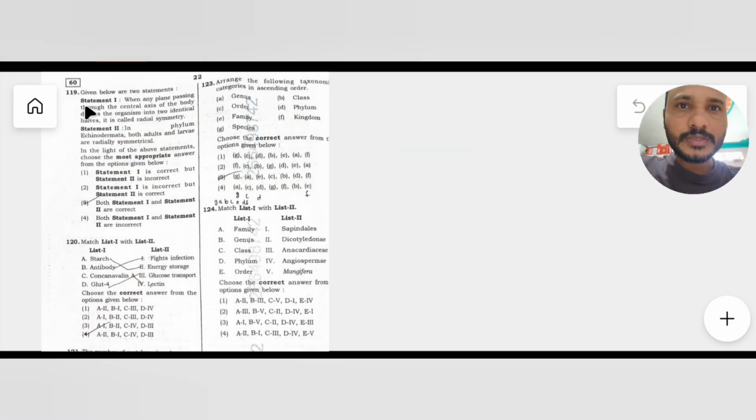Yes, next one, 9. Here is a statement type of question. Two statements are given, so read once. Statement 1: When any plane passing through a central axis. Sorry, one not 9. We will discuss.